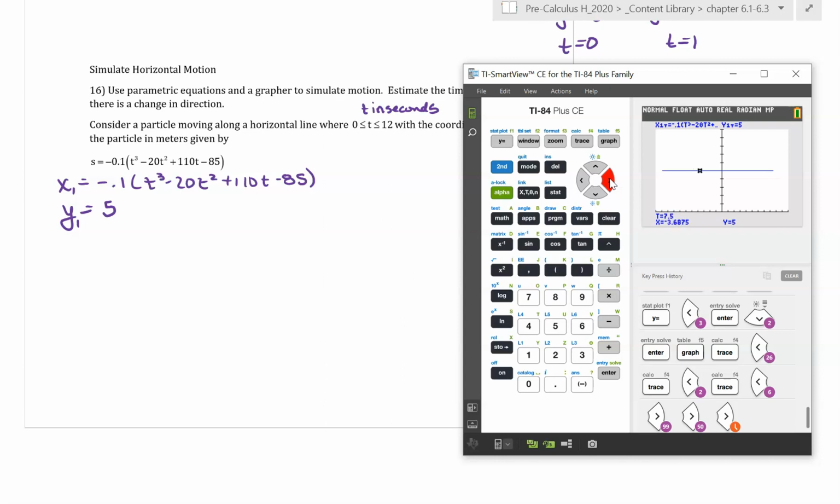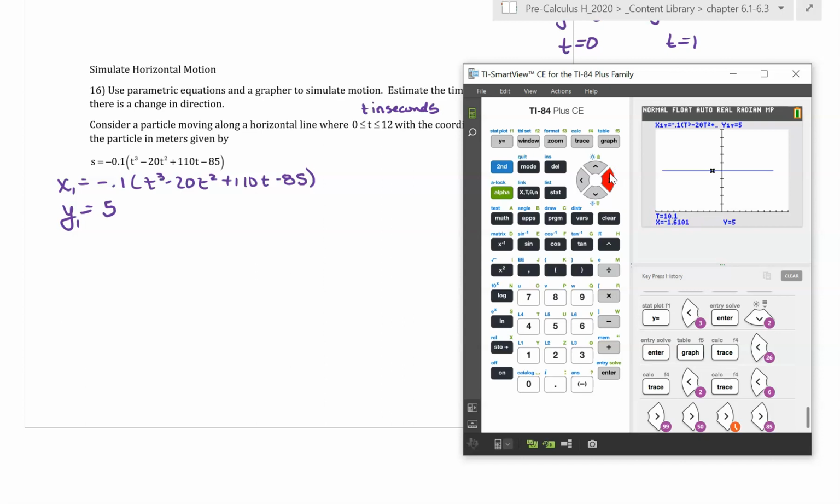I think right around here, somewhere around here is when it started. Again, let's see here. Still moving to the right. The particle is still moving to the right. I think it changed direction around here somewhere. That's quite, there you go. Yeah, right around there. So right around 9.5 or something.